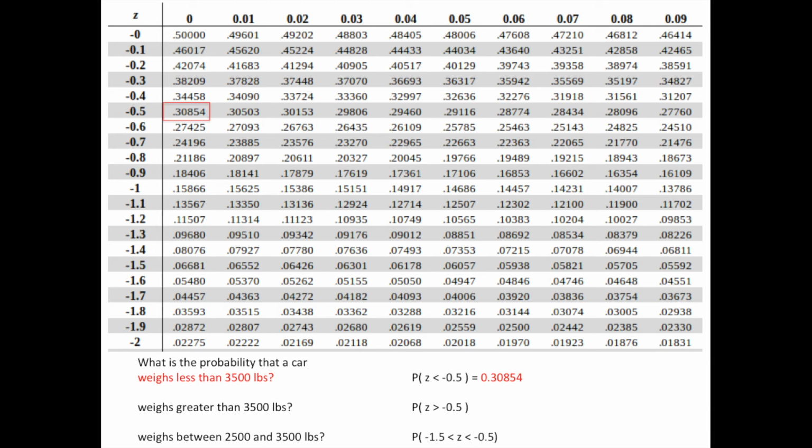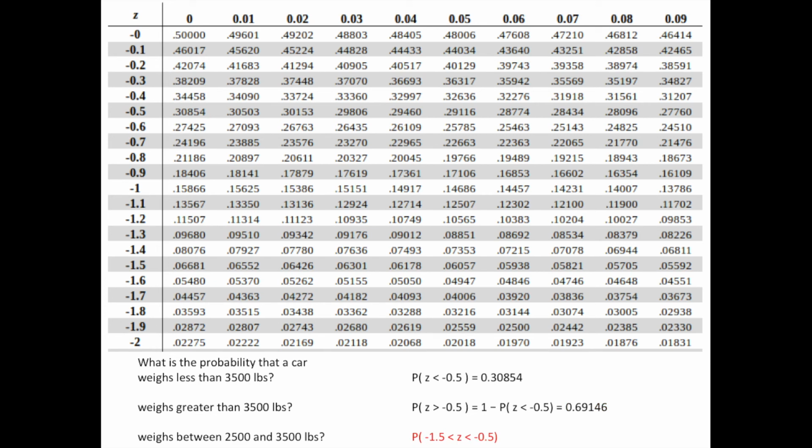Now if we move on to the greater than problem, notice that we have the exact same z-score and probability, but again, the standard normal table is giving you a less than probability. So in order to solve this problem, you're going to take 1 minus the probability that z is less than negative 0.5, and notice that we get 0.69146. So this would be the probability that the car weighs greater than 3,500 pounds.